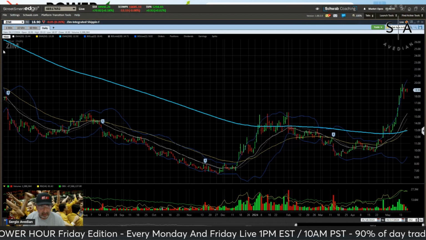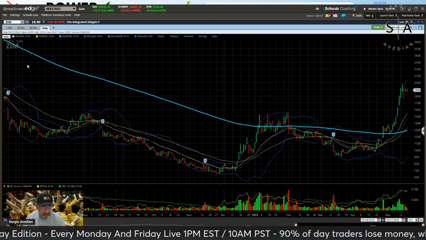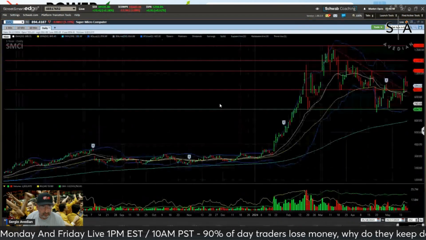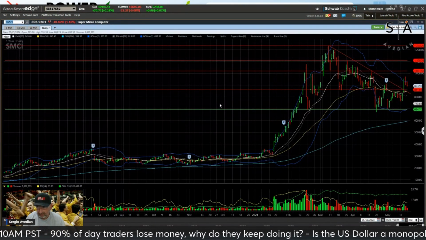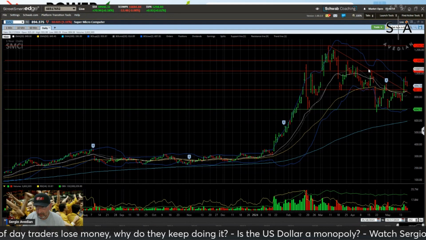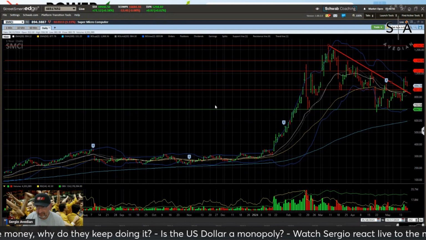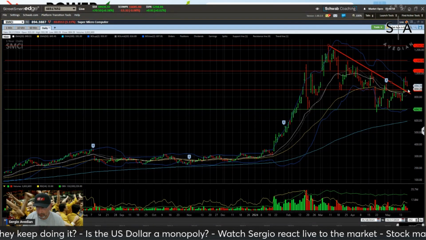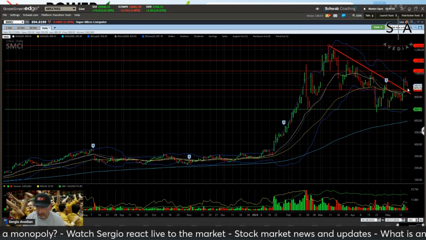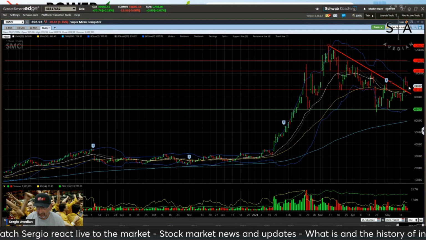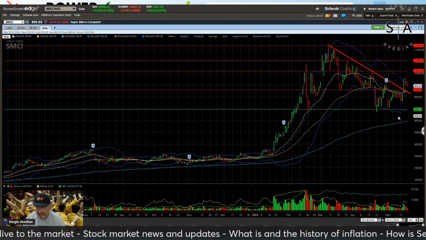Okay. And the next one is going to be SMCI, Super Micro Computer. It moves with Nvidia actually. Well, there you go. There was a clear downtrend established. Boom, huge breakout. Now pulling back a little bit. I will buy the stock on any pullback to 860, 870 levels. And that's it. There is nothing more.